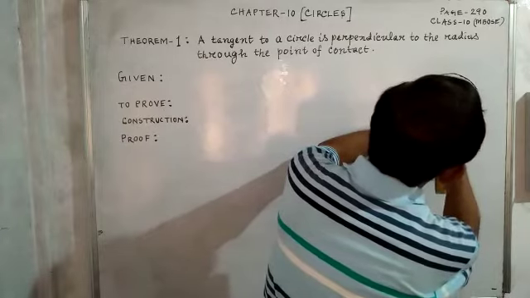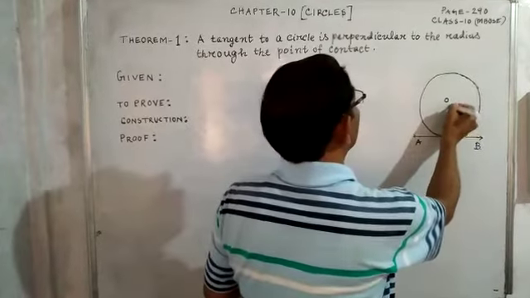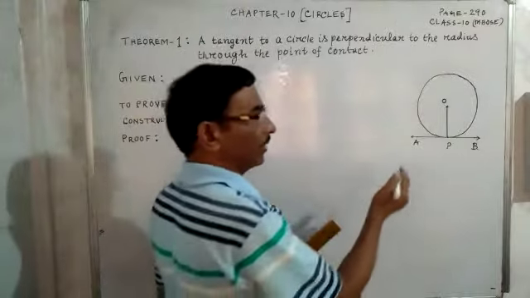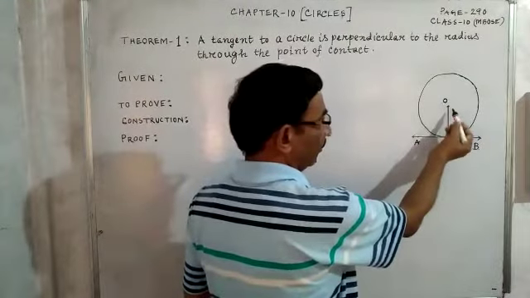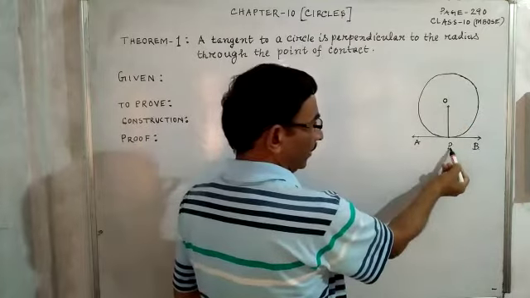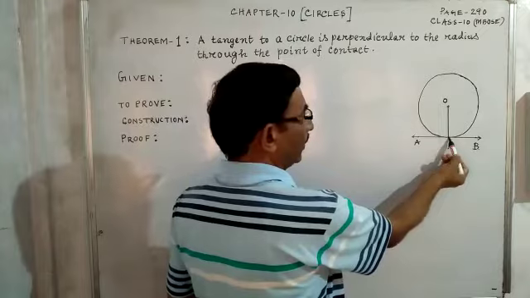And now from O we join up to the point P, then this is called what? Radius. As you know, the straight line joining the center to a point on the circumference of the circle is called its radius. So now we have in the figure, this OP is the radius and this AB is the tangent at the point P.